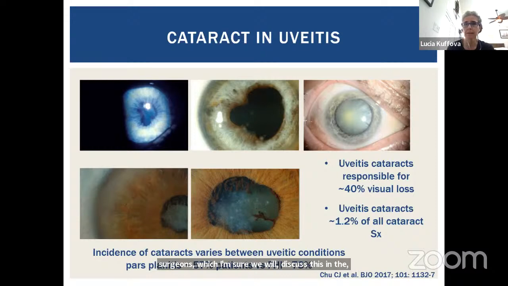Now, as we know, there is a huge difference between the incidence of cataract in the different uveitic conditions. And although every uveitis and the treatment which we offer for uveitis does cause cataract, there are conditions which are more likely to develop cataract, like Fuchs heterochromia or pars planitis, where the patients are almost 60 to 80% developing the cataract during their lifetime.